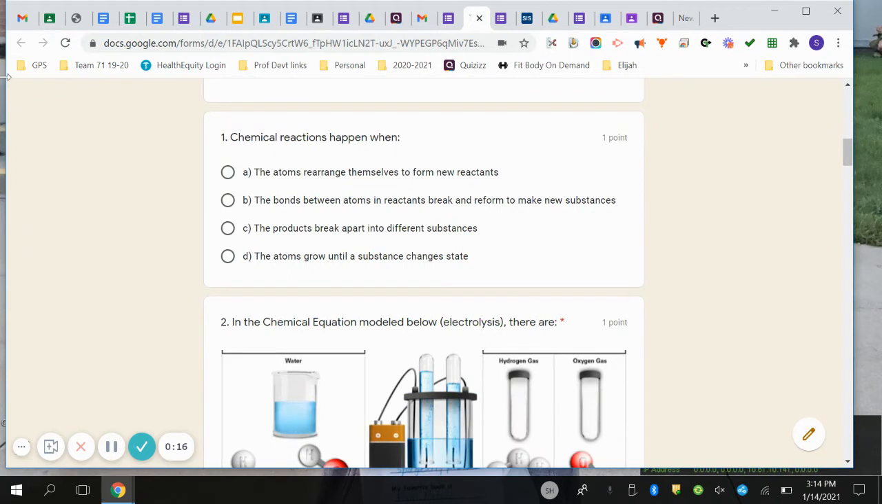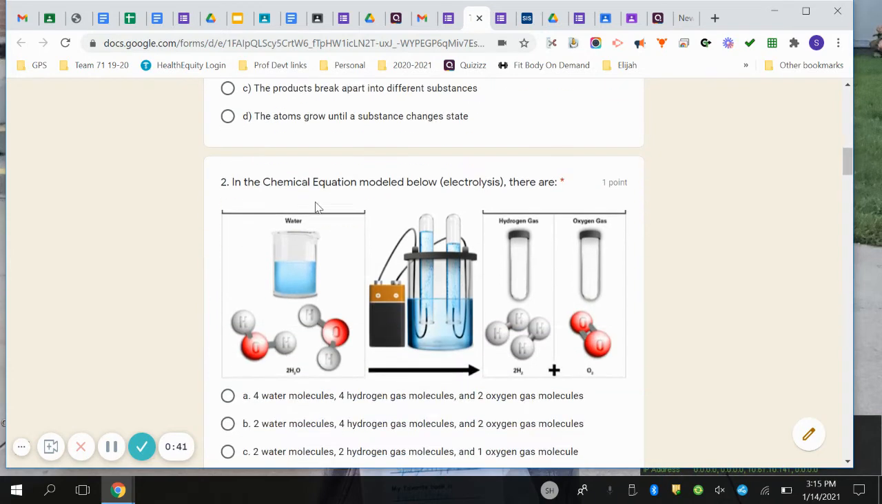Number 1, chemical reactions happen when A, the atoms rearrange themselves to form new reactants. B, the bonds between atoms and reactants break and reform to make new substances. C, the products break apart into different substances. And D, the atoms grow until a substance changes state. Okay. Before you answer this question, let's talk about this question, and that might help you out a little bit.